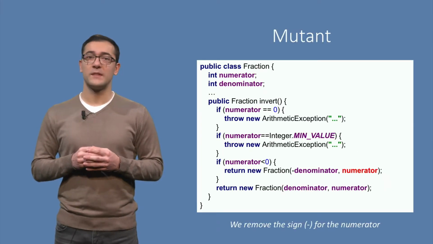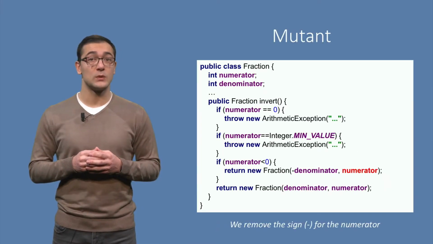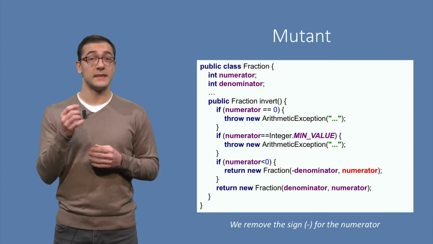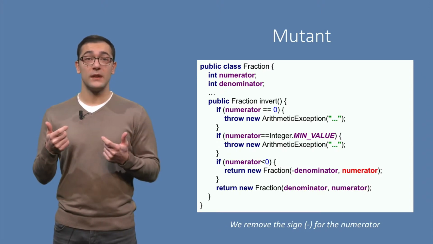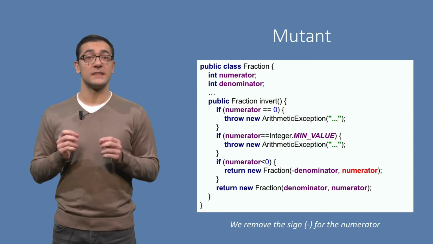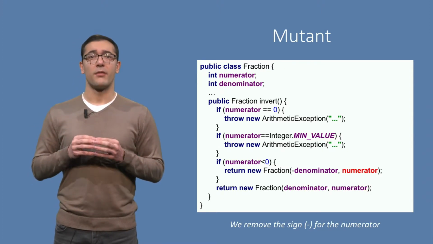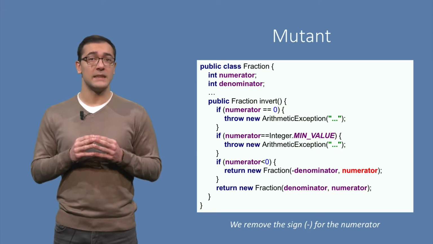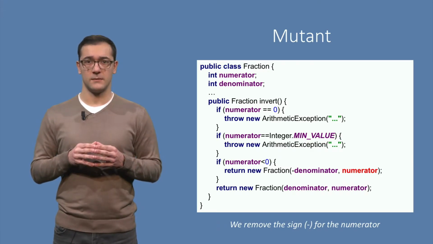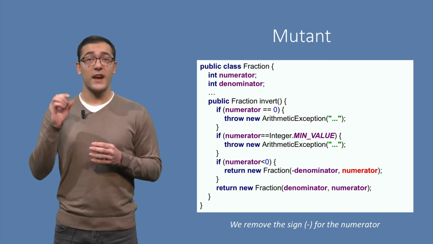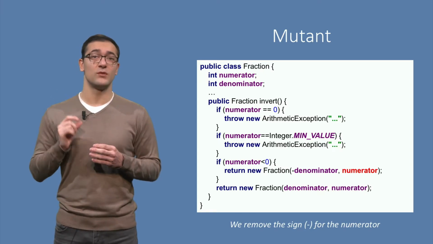One possible mistake a competent developer could make is to forget the minus sign when inverting the fraction and changing the sign of both the numerator and the denominator. This small nuisance is highlighted in red color in the slides. And this is a very tiny syntactic change to the original code.